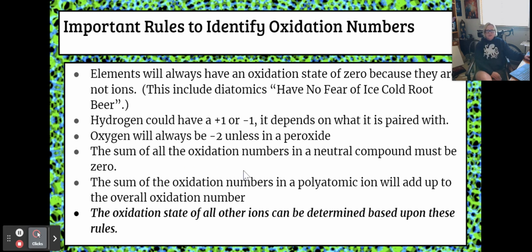The sum of the oxidation numbers in a polyatomic ion will add up to the overall oxidation number. So this might indicate you need to go and dig out that polyatomic table you might not have seen in a year. And overall, the oxidation state of all other ions can be determined based upon the rules above. It turns into a logic puzzle. You fill in what you know first, and then you solve for what you don't know.